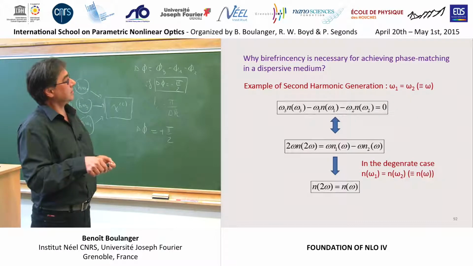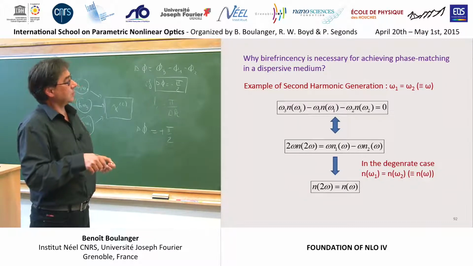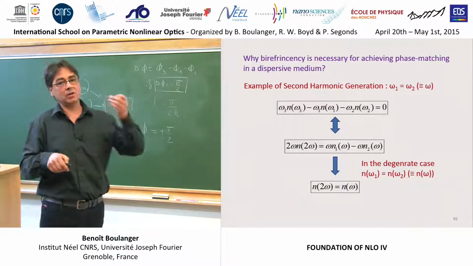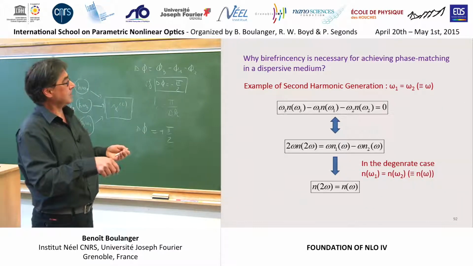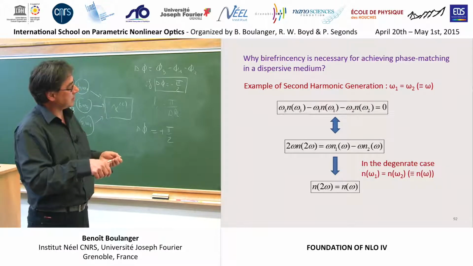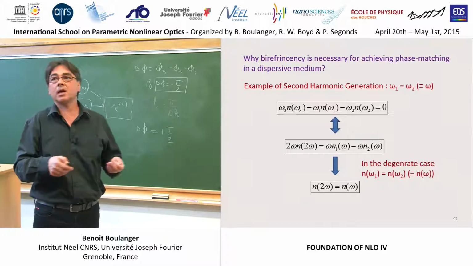And in the case where the two waves at omega are in the same mode, we have these simple equations. n at 2 omega has to be equal to n at omega.